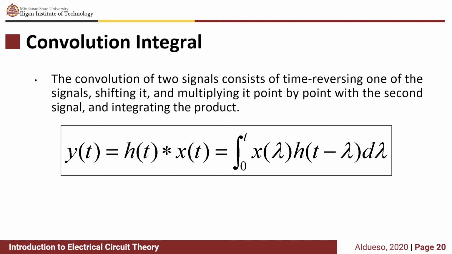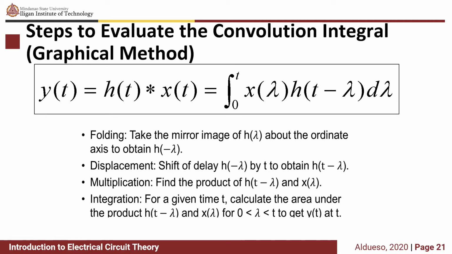So graphically solving the convolution integral consists of time reversing one of the signals, shifting it, and then multiplying it point by point with the second signal and integrating the product. So for the graphical method, here are the steps.